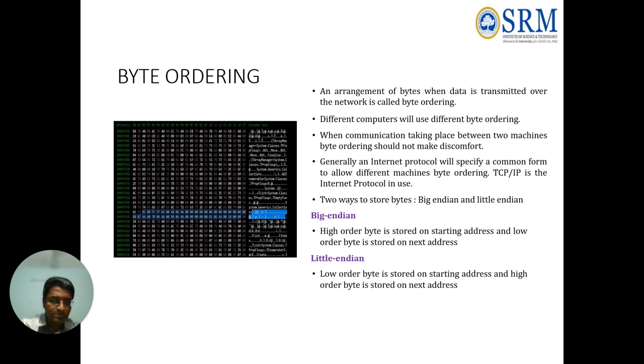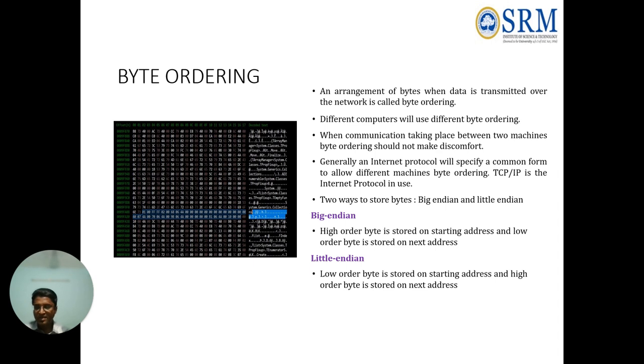If you take this IP, the internet protocol, it will generally specify a common form to allow different machines' byte ordering. And speaking about TCP/IP, it uses two ways to store the bytes. The first one is called big endian, and the second one is called little endian. Two formats, two ways. In big endian, the higher order byte is stored at the starting address, and the lower order byte is stored at the next address. Whereas in little endian, the lower order byte is stored at the starting address, and the higher order byte is stored at the next address.